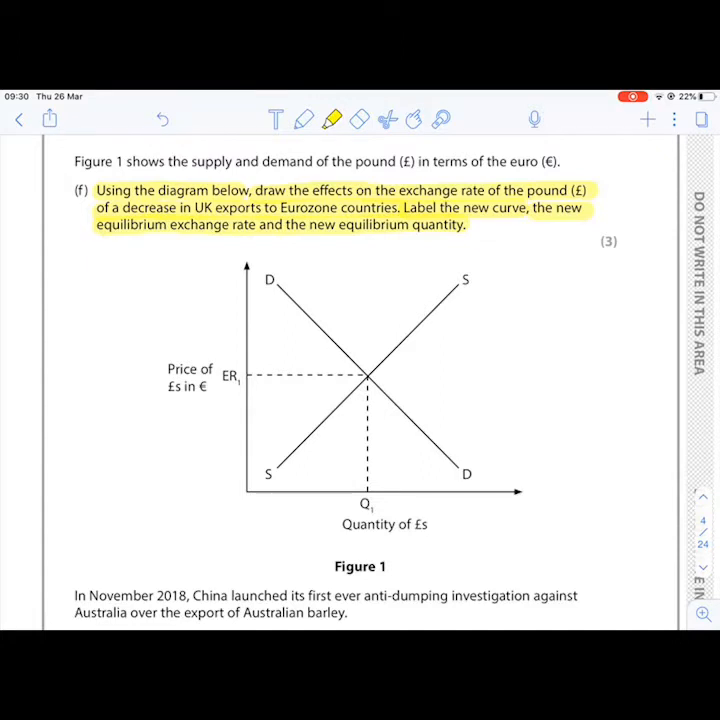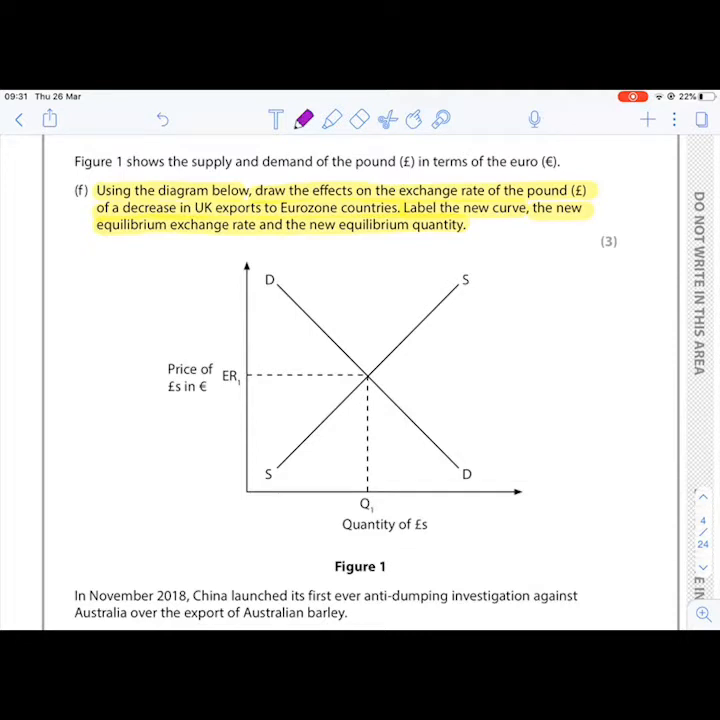So what's the answer to this one? So the exchange rate of the pound. So draw the effects on the exchange rate of the pound of a decrease in UK exports. Okay, so there has been a decrease in UK exports, which means there will be a decrease in demand for the UK pound. Okay, because European countries are not demanding as many products from the UK, and as a result they're going to demand less pounds in order to buy those products with.